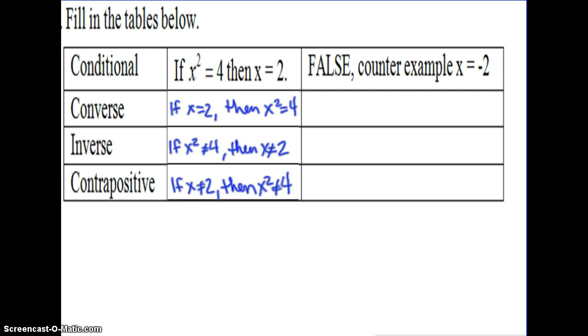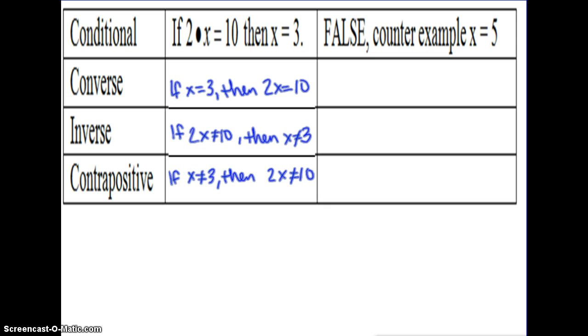Alright, so let's do some more examples. Here's a conditional statement. Okay, I'm starting out with one that is false. Okay, I can plug in -2 for x, and -2 squared equals 4. Okay, so the converse is, if x equals 2, then x squared equals 4. Well, that's a true statement. If x squared is not 4, then x is not 2. That's also true. And then the contrapositive, if x is not 2, then x squared is not equal to 4. And that's false for the same reason as the conditional statement, x equals -2.